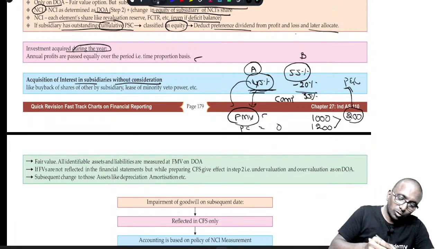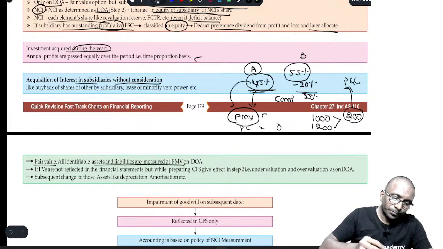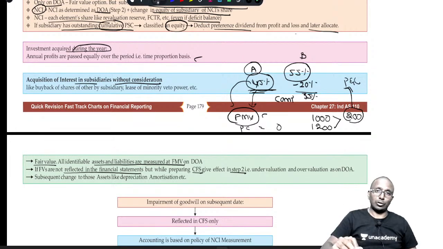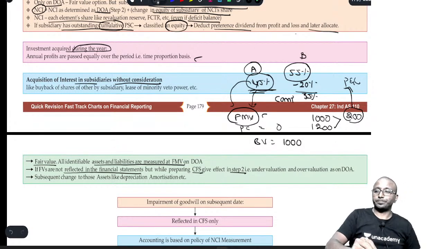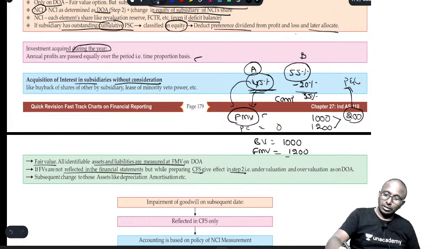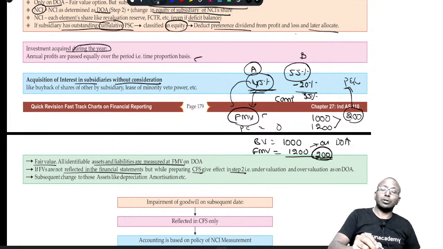So what are we supposed to do? Fair value all the identifiable assets and liabilities which are measured. That's the normal procedure. If fair values are not reflected in the financial statements, while preparing the CFS, give the effect in step 2. I told you undervaluation, overvaluation. The book value of the asset is equal to 1000, but the fair market value of the asset is equal to 1200. That means 200 is increased on the date of acquisition. In step number 2, column number 2, you are supposed to take it.